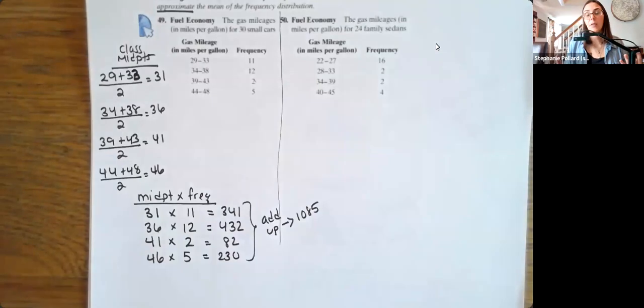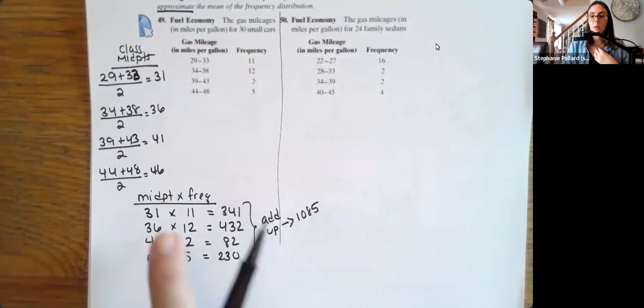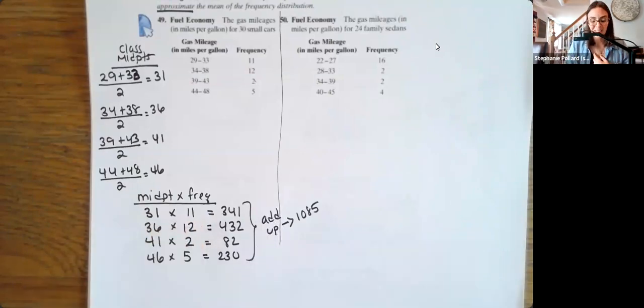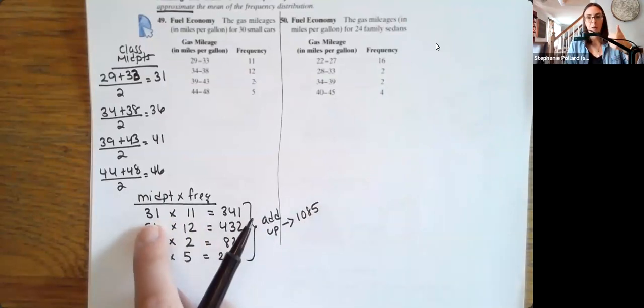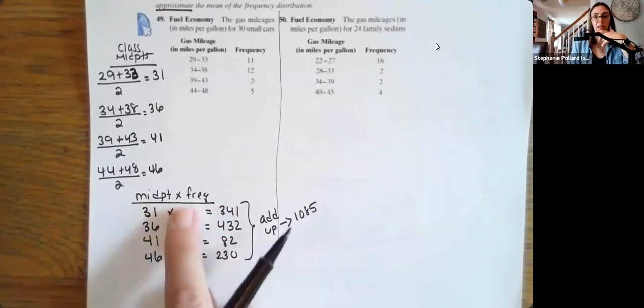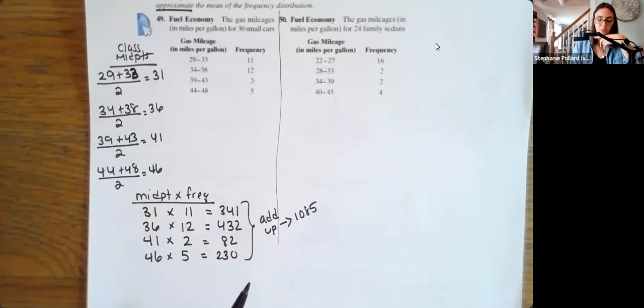Now, why are we adding these up? Don't forget, for a mean or an average, the numerator is a sum, right? You're adding up all the data points. Well, what we're doing here by multiplying is we're actually still doing addition. Remember, multiplication is a shortcut for repeated addition. So instead of me writing out 31 plus 31 plus 31 plus 31 plus 31 and so on 11 times, I can just write 31 times 11. So you're still doing addition really, but we're just using a shorthand to make that a little bit faster. So your numerator here is going to be 1,085.